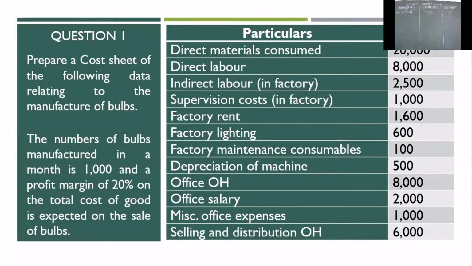So direct material, we know it is 20,000, and 20,000 is the total cost. We know it's for 1,000 units, and if we divide it by 1,000 units, we get 20. Next, the prime cost that we have to consider is your direct labor.